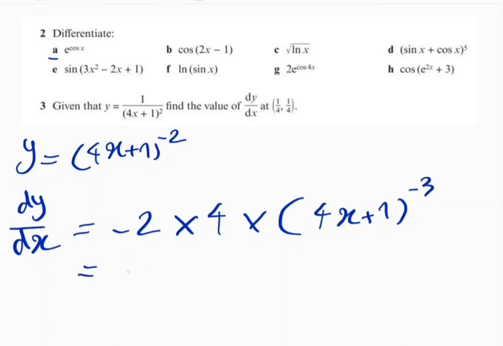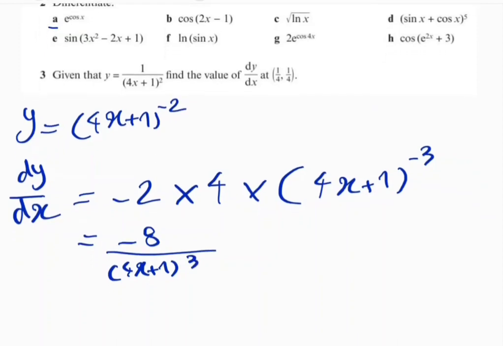So let's simplify this. Minus 8 over (4x plus 1) to the power of 3. Since we want to know the derivative at this point, now we need to substitute 1/4 into our derivative, because we want to know what is the derivative of this function at this point, basically, or when x is equal to 1/4.